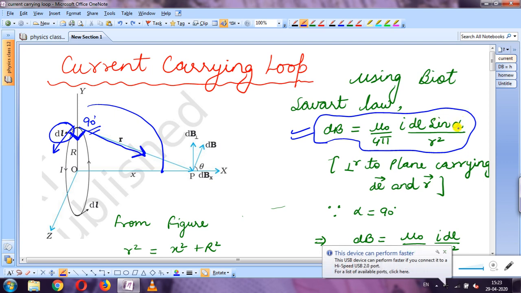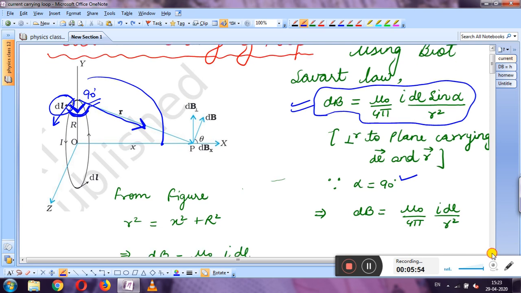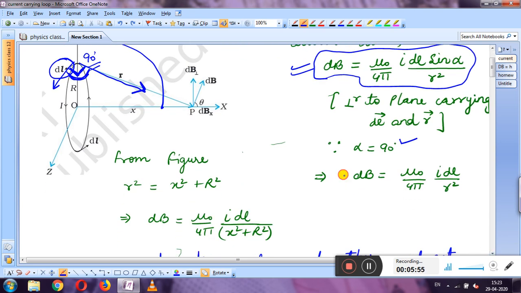What we have taken? Alpha. This alpha is the angle between dl vector and r vector, which is 90 degrees. So alpha will be equal to 90 degrees. This we put here, and after putting the value, I will get dB is equal to mu naught upon 4 pi, I dl upon r square. This will be my magnetic field.